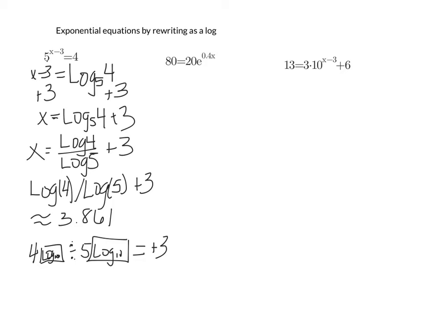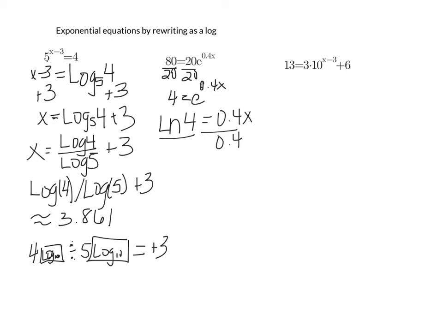So our next equation, we're going to divide by 20 because that's not in the exponent. So 4 equals e to the 0.4x. And I'm going to rewrite this as a log. E is ln, so it's ln of what it equals to. 4 equals 0.4x divided by 0.4.